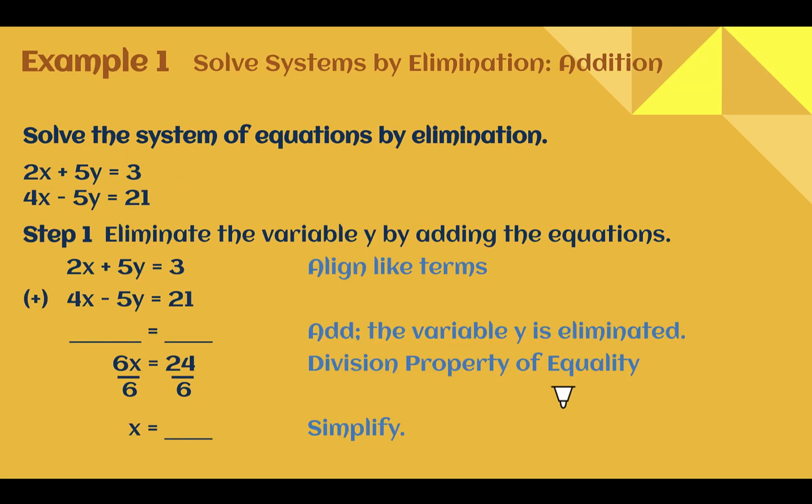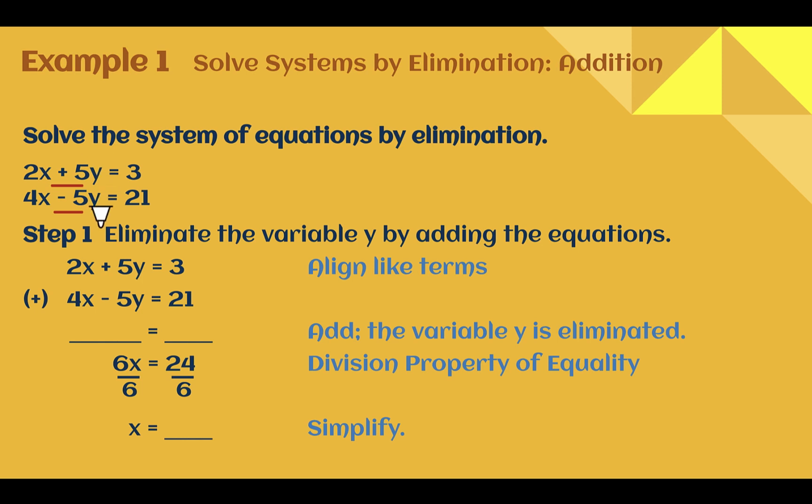Example 1. Solve systems by elimination, addition. Solve the systems of equations by elimination. We have 2x plus 5y equals 3, and we have 4x minus 5y equals 21. So first, if I'm using elimination, I need to figure out what is going to be the easiest way to eliminate one of the variables, either adding them together or subtracting them. So here we have opposite coefficients. I have plus 5 and minus 5 with y. So that's good. That's what we need for elimination. They're opposites, so I can add.